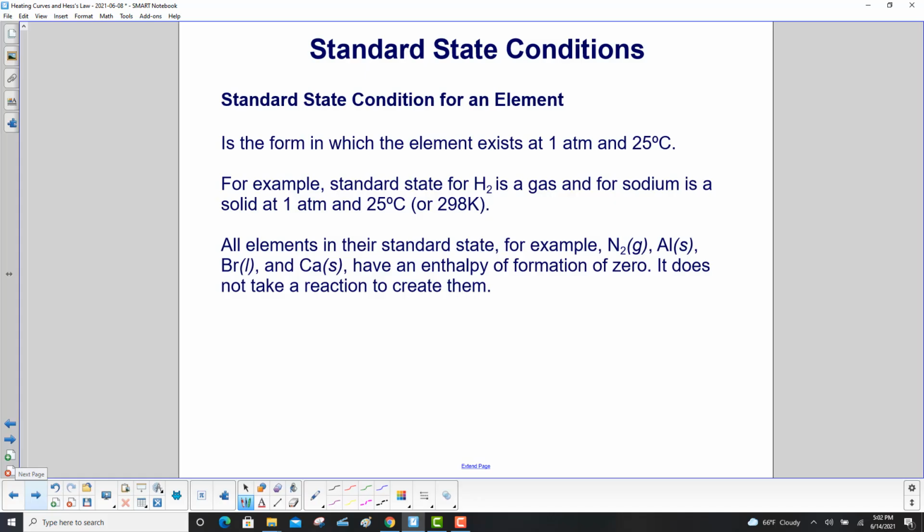Standard state condition for an element. Only one. That's the form in which the element exists at 1 atmosphere and 25 degrees Celsius. For example, standard state for hydrogen is a gas, and for sodium is a solid, both at 1 atmosphere and 25 degrees Celsius. All elements in their standard state, for example, nitrogen, aluminum, bromine, and calcium, have an enthalpy of formation of 0. It does not take a reaction to create them.